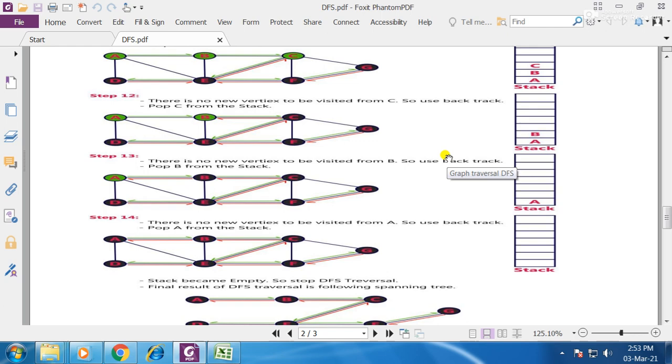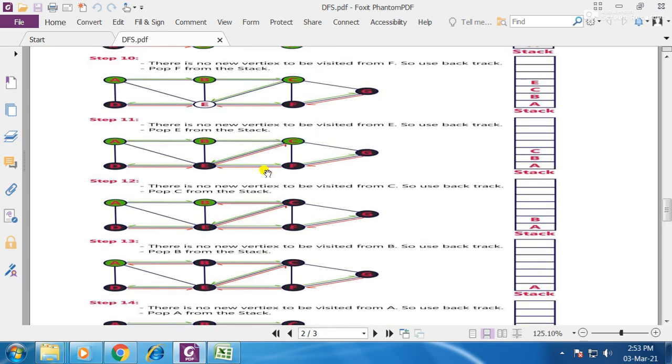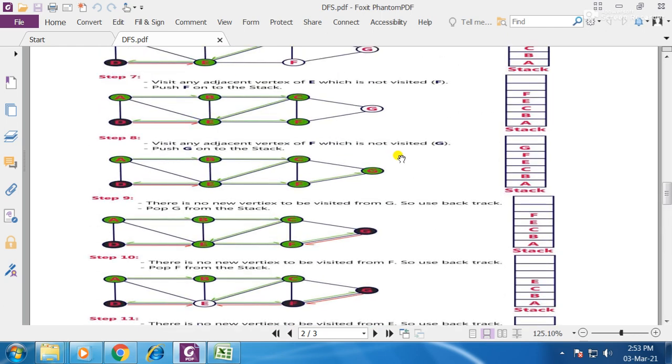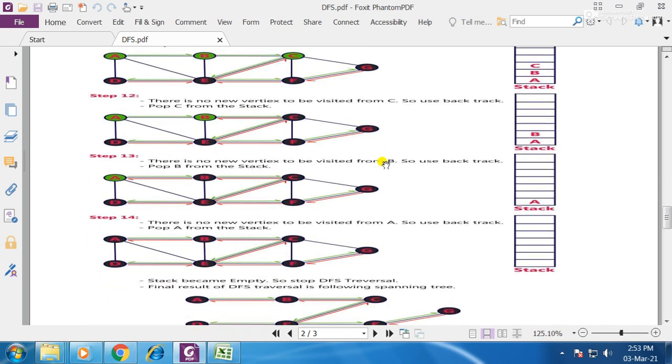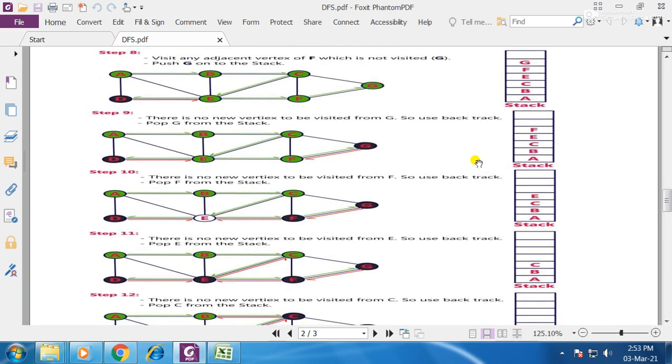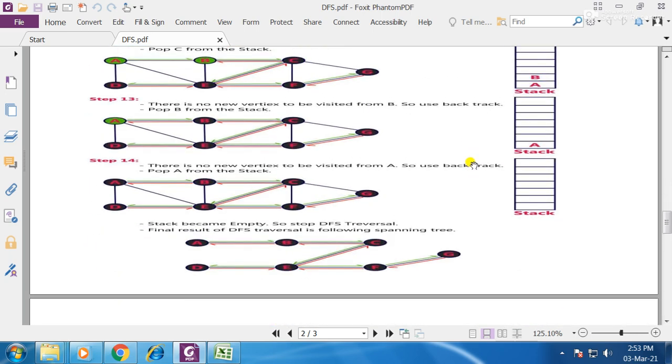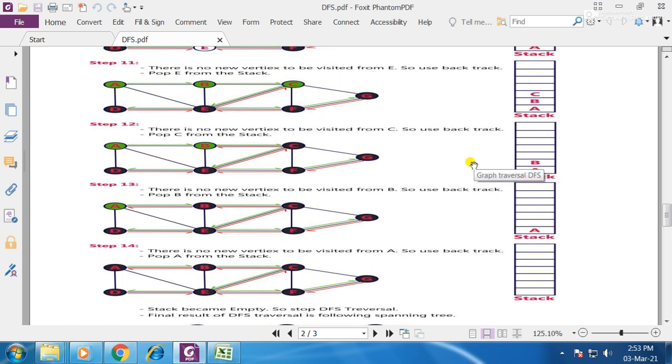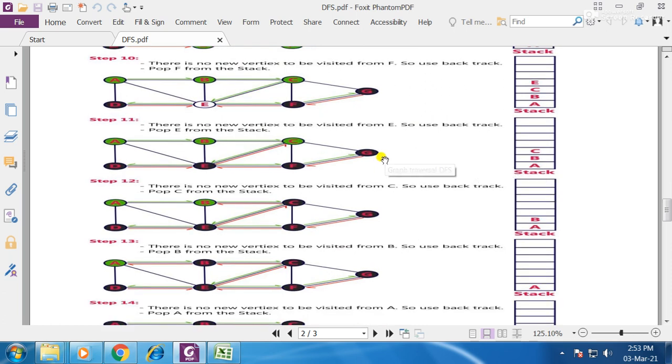Similarly, after this we have come to E. From E the adjacent vertices are B, C and F. F is not visited, so we have put F in the stack. Now from F, C, E and G are the adjacent vertices. C and E are already visited, but G is not visited. So we have put G in the stack.